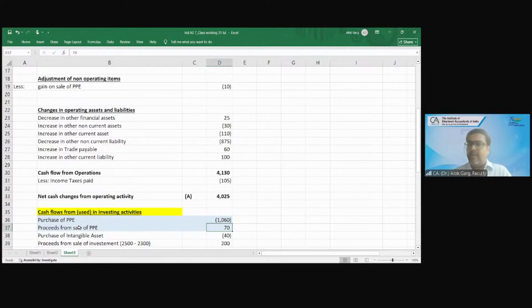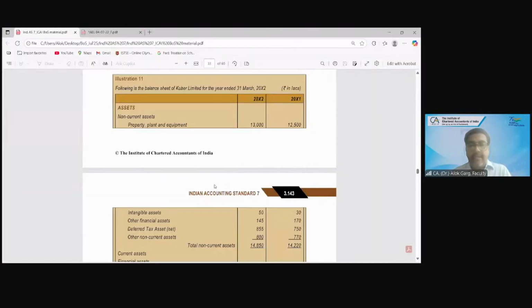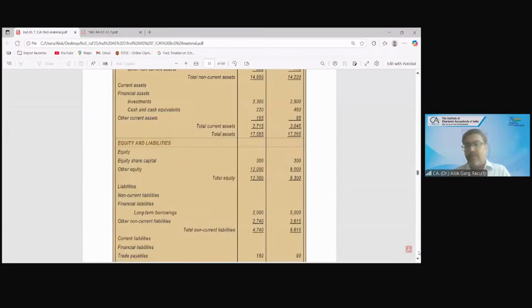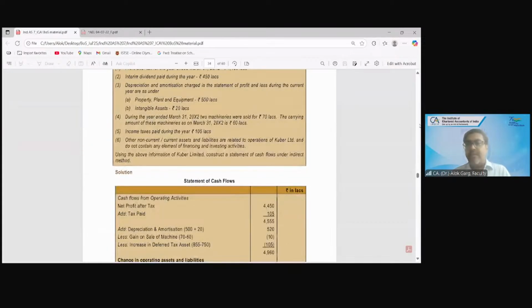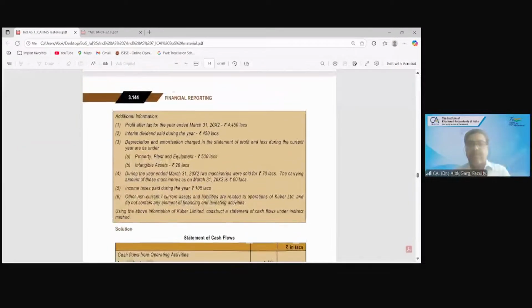Correct? Clear? Right, sir. Now, there was a number for the second line item in the balance sheet, intangible asset. What is the number? Opening was 30, closing was 50. And what is the amortization on intangible asset? 20.